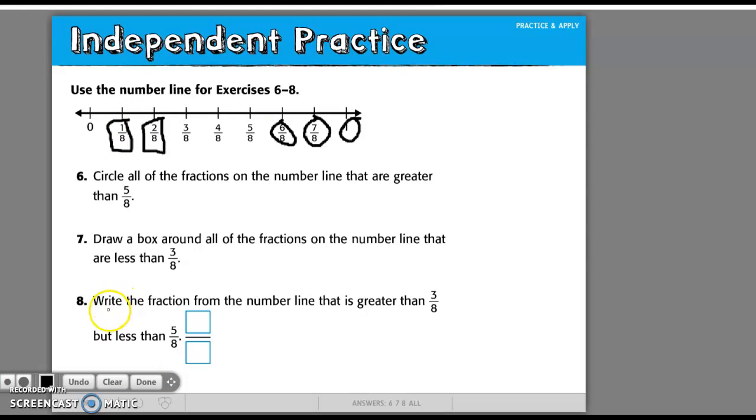Write the fraction from the number line that's greater than 3/8 but less than 5/8. Greater than 3/8 but less than 5/8. That's right, 4/8. So down here we're going to write that 4/8 is between those two fractions.